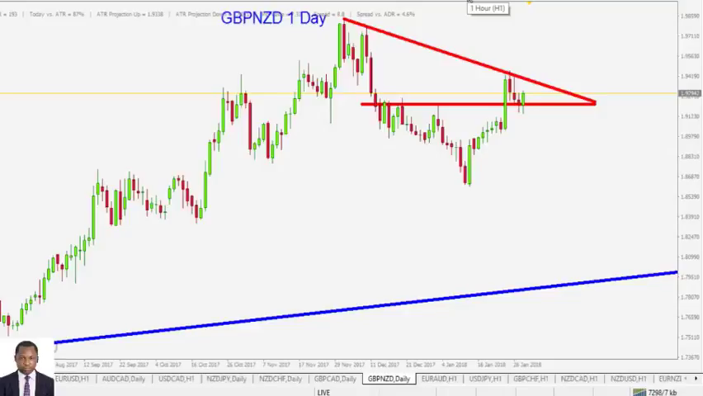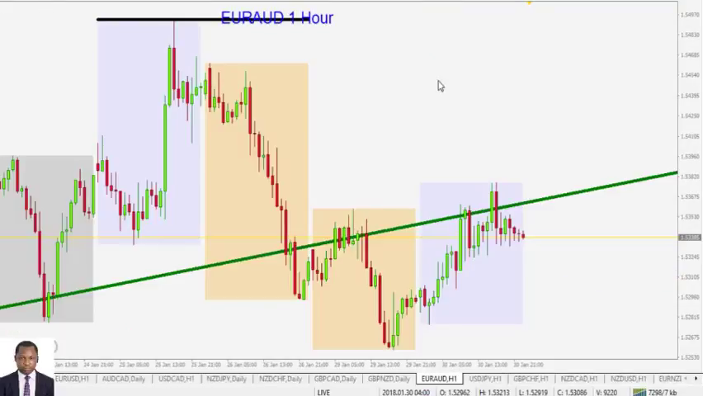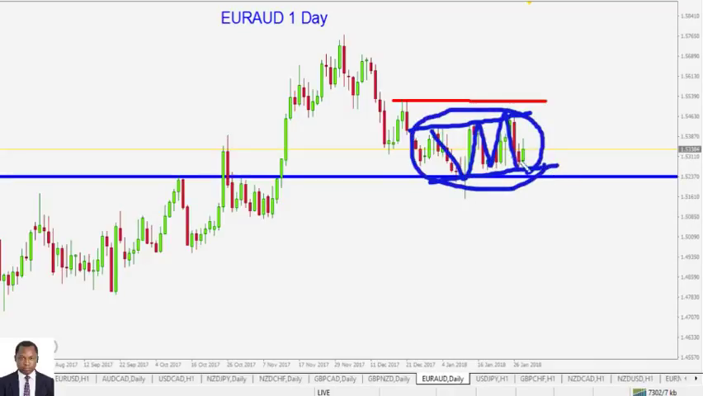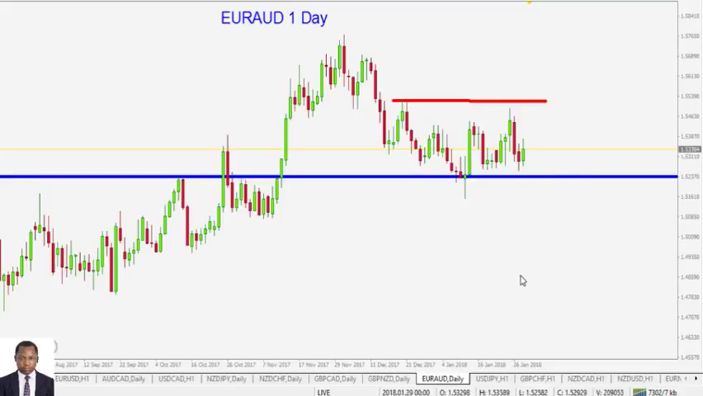next one, euro against the Australian dollar. Let's see that. Daily time frame, quite a mix. Just look at this. Several candles around this zone. Avoid this. There is nothing valid to trade here.